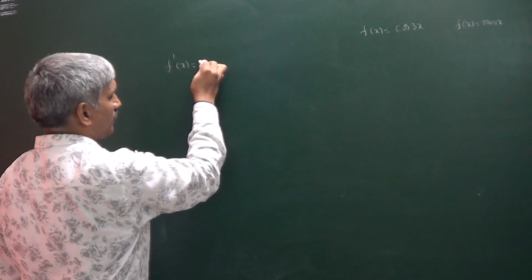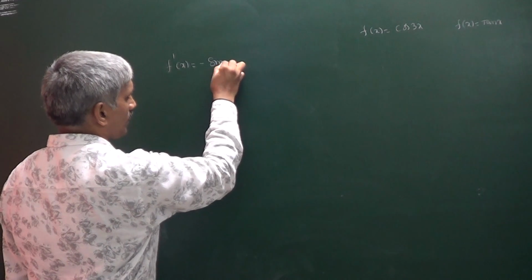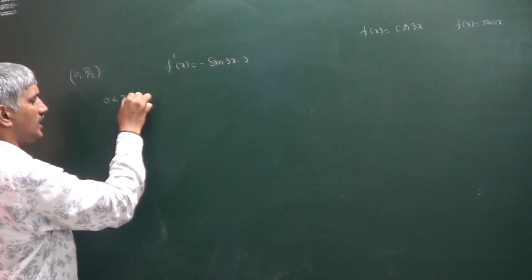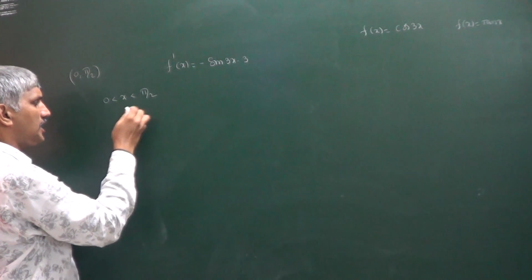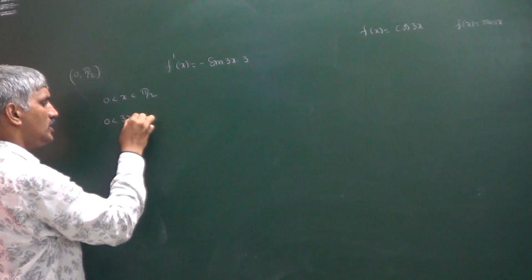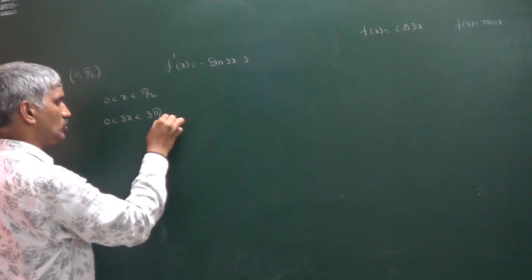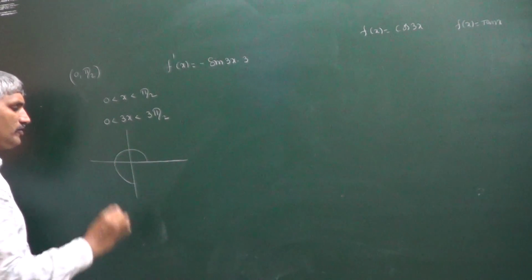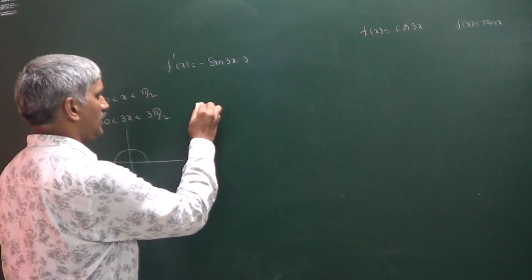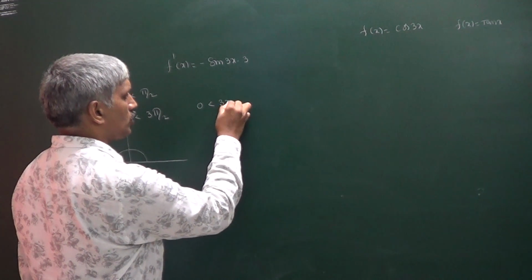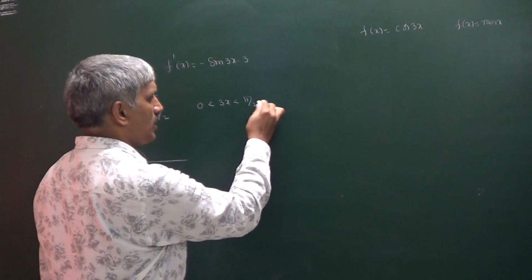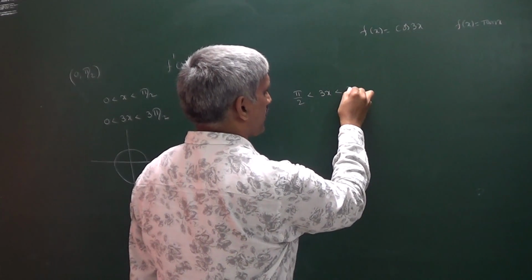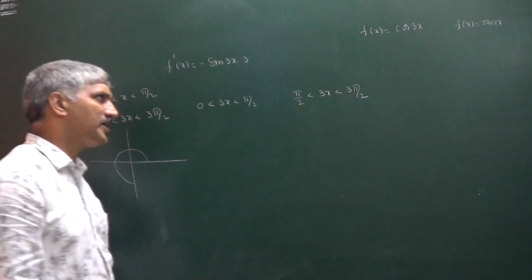What about f dash of x? Minus sin 3x into 3. Now, 0 less than x less than pi by 2 means 0 less than 3x less than 3 pi by 2. Now you can observe the interval between 0 to 3 pi by 2. Now here I am dividing that interval into 0 less than 3x less than pi by 2, and the next one is pi by 2 less than 3x less than 3 pi by 2. Like that I divided. Why did I divide like this?